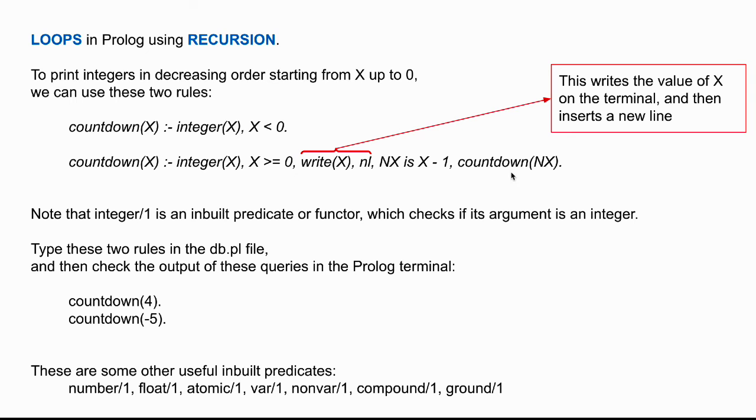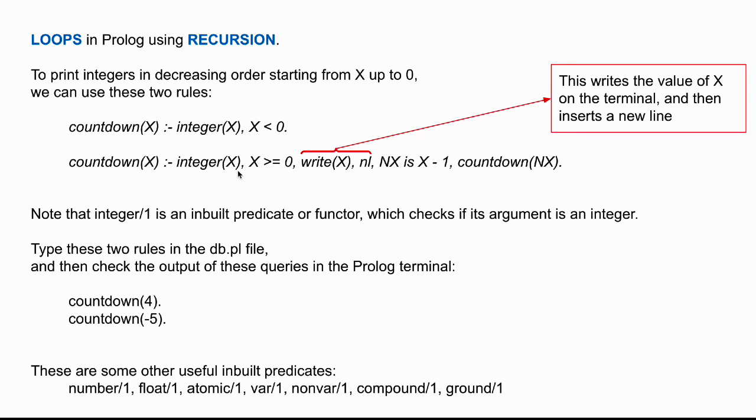Okay, so write these commands. I will explain to you how this works. Don't worry about it right now. First, just write these two commands in the db.pl file, and run these two queries in the terminal, and then see what output you get. Write countdown(4). and then write countdown(-5). and see what you get. You can also try out some floating point numbers like countdown(9.6). and see what you get.